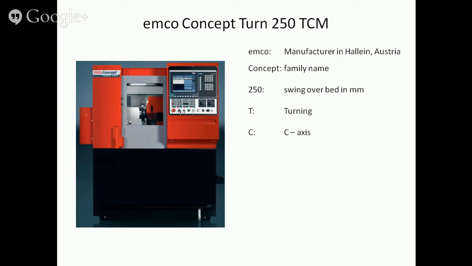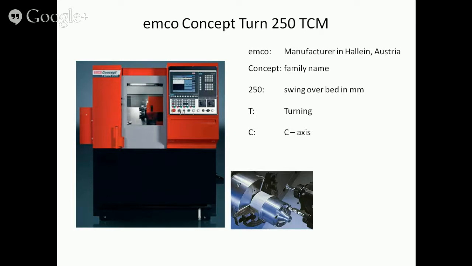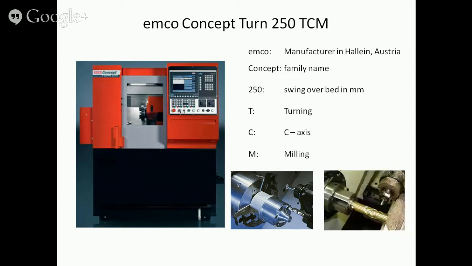C signifies that the machine has got a C-axis, which is necessary, for instance, for eccentric axial drilling. And M means that milling operations are possible. For milling, we need again the C-axis and driven tools, so that milling operations can be done radially, as this example shows.